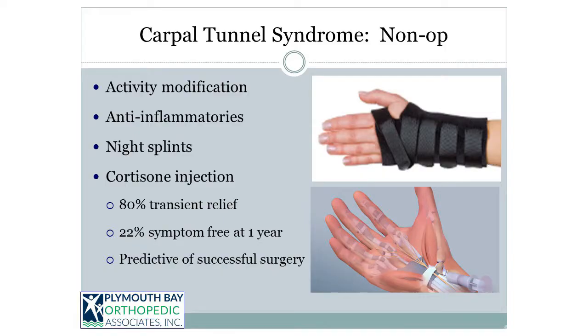Anti-inflammatories. So the anti-inflammatories, ibuprofen, Aleve, they're actually not to treat the nerve itself because it's not a problem with the inflammation in the nerve, but it's fibrosis. So what the anti-inflammatories can do though, is decrease inflammation within the carpal tunnel itself, thereby giving the nerve some more room. Night splints are mostly to prevent you from curling up too much at night so that you can hopefully sleep through the night.